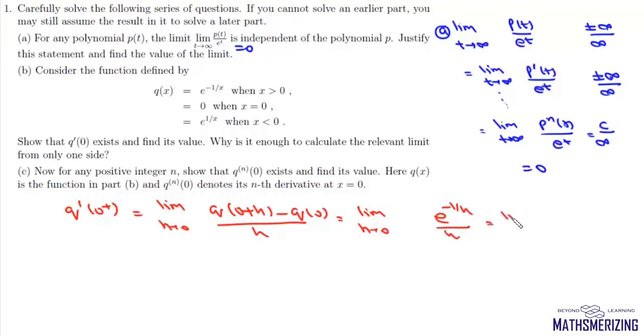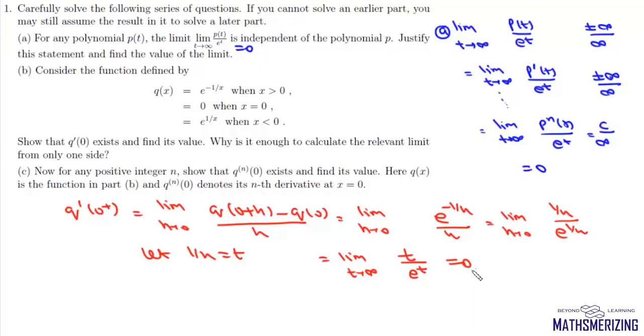So we can write this as the limit as h tends to 0 of 1 by h and then e to the power minus 1 by h. Now what we will do is we'll let 1 by h as t, then we can write this as the limit as t tends to infinity of t upon e to the power t, which is of the form p(t) upon e to the power t, and we know that this limit is equal to 0. So q dash 0 positive is 0.